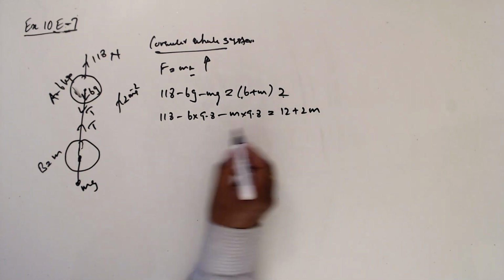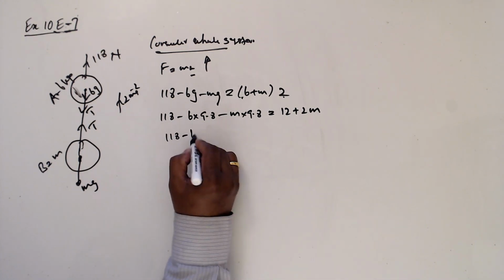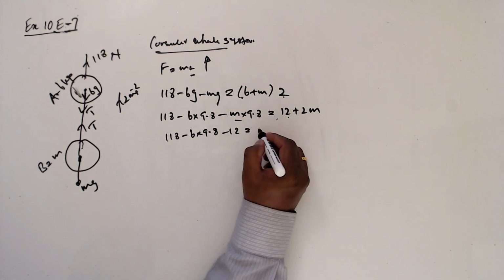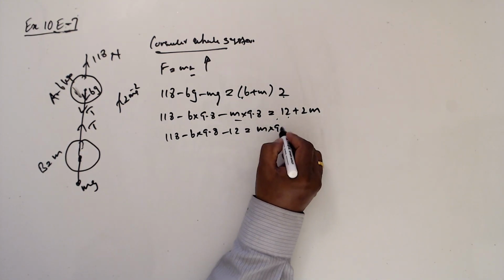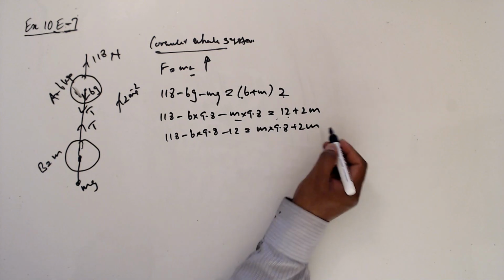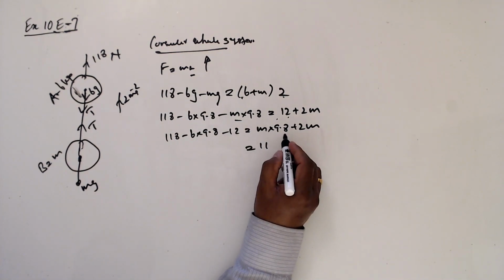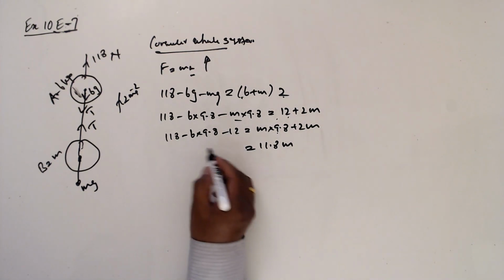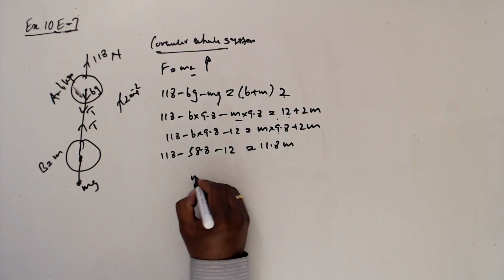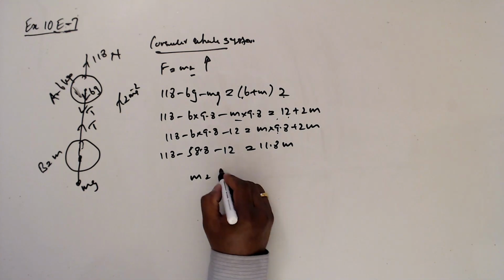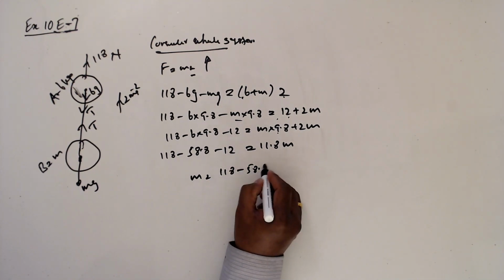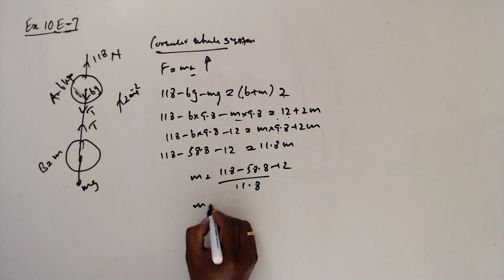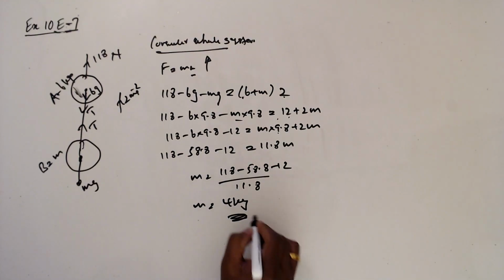So then 118 minus 6 times 9.8, minus 12, goes to the other side, m times 9.8 plus 2m. So this is going to be 11.8m. So m equals 118 minus 58.8 minus 12, divided by 11.8. So m equals, you will get 4 kg.